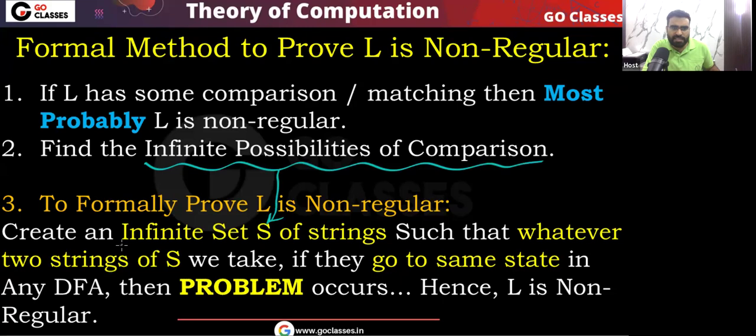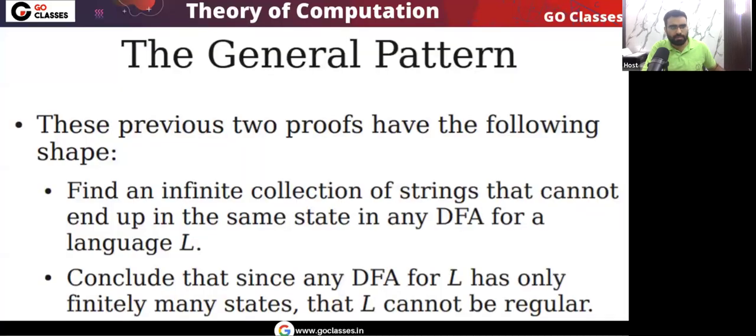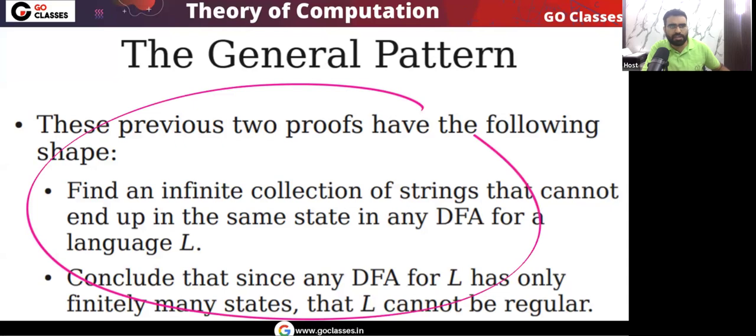We create an infinite set S of strings such that whatever two strings you take from this set S, any two strings, whatever you want, if they go to the same state of any DFA, then the problem will happen. Hence, I can say that the language is non-regular. This method we have seen in the previous lecture for many examples. A lot of languages we have seen, and we have proven that those languages are non-regular. So this method we have already seen.